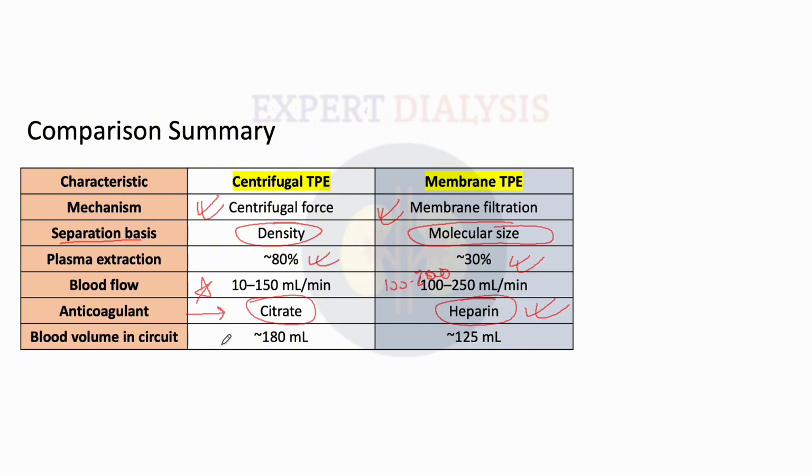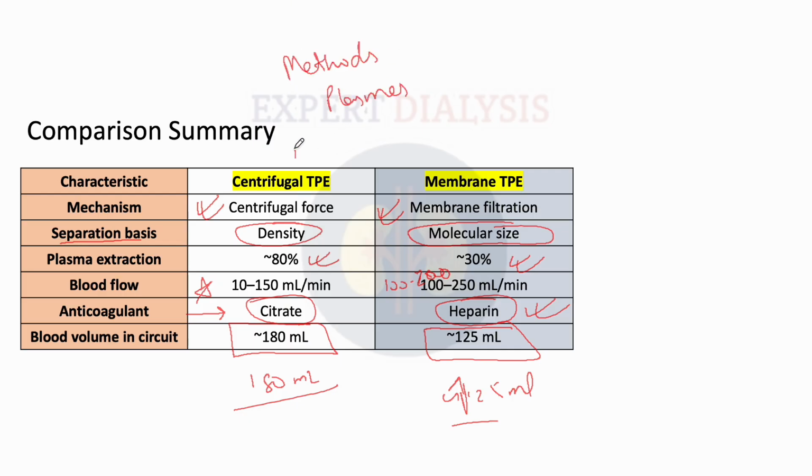Now blood volume in the circuit. In centrifugal TP the blood volume is generally around 180 ml, which is higher compared to membrane TP, which is only around 125 ml. So this was all about the different methods for doing plasmapheresis. Mainly there are two, centrifugal and membrane, and we talked about them.